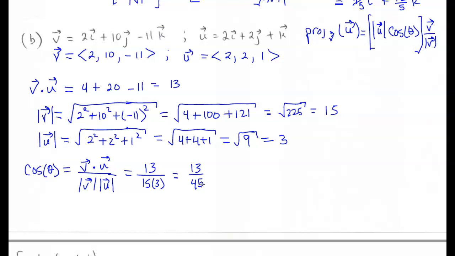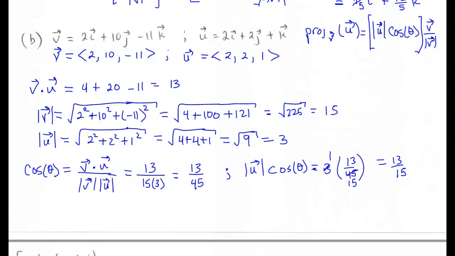Okay. And so now, if we want that scalar component of u in the direction of v, that's just going to be the magnitude of u cosine theta. And that will just be 3 times 13 over 45. And of course, we know that 45 is just 15 times 3. So if we reduce this, this would just be 13 over 15 here.